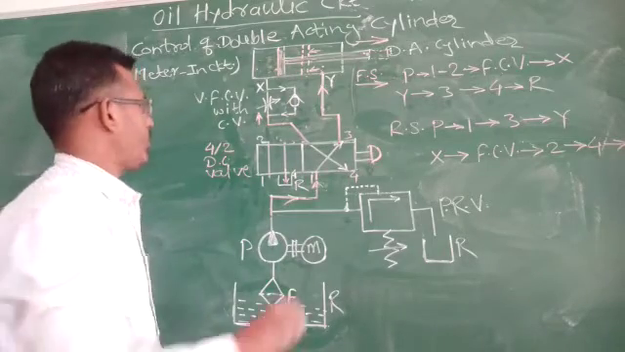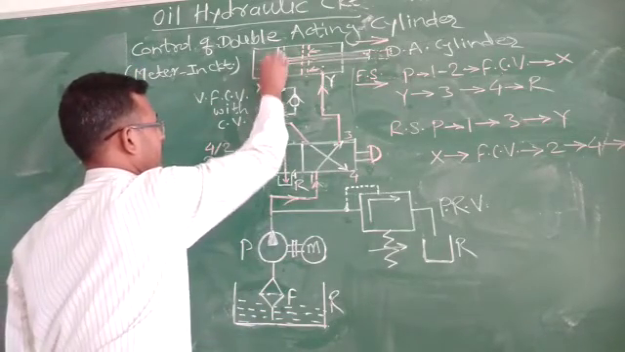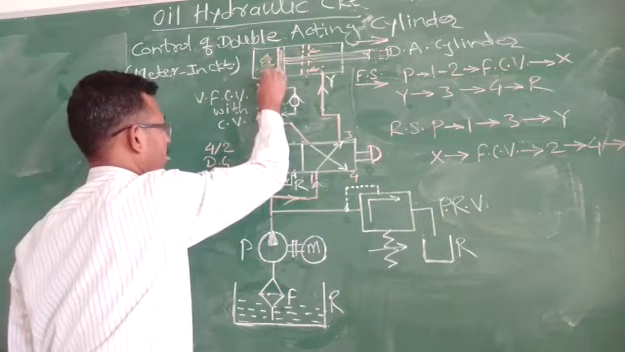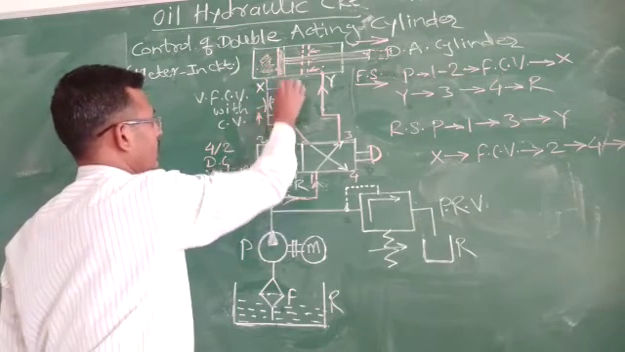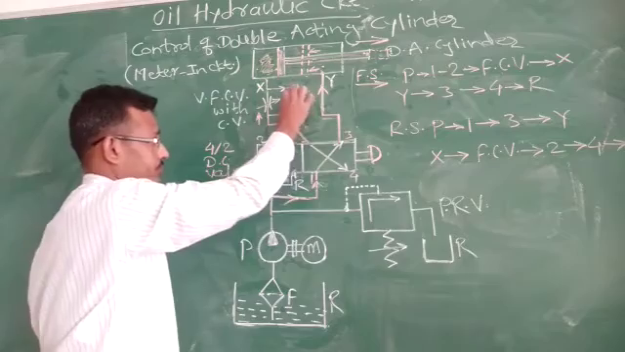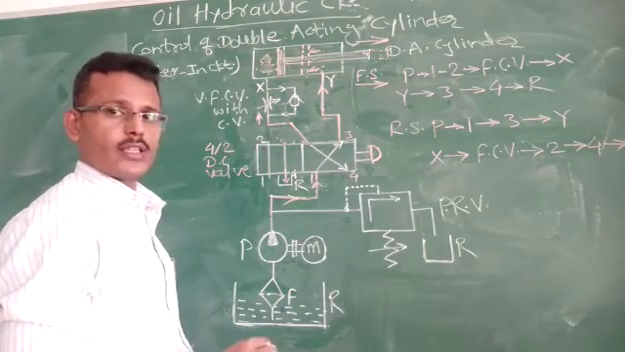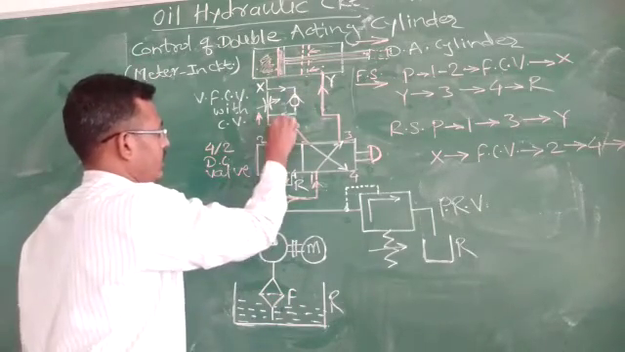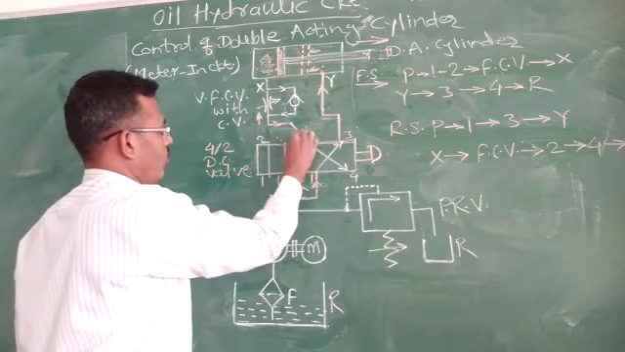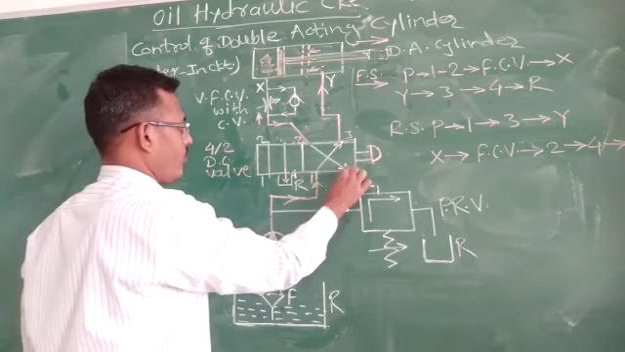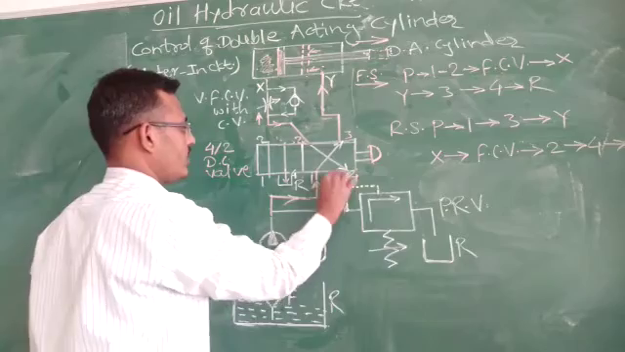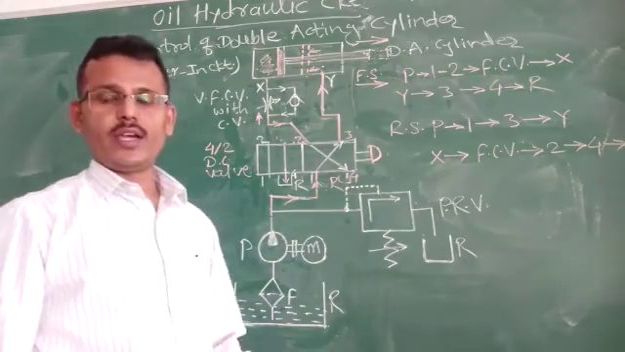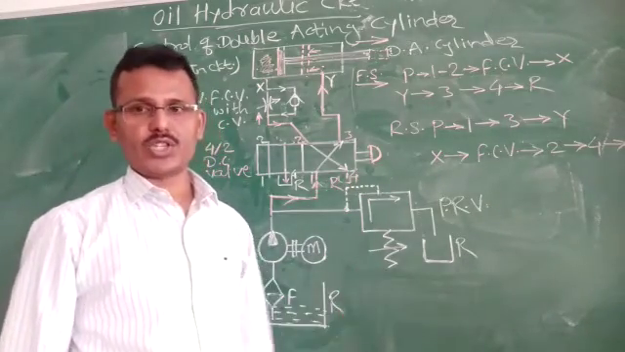So whatever oil is present in this area will flow through port X, then the flow controller, and some oil will flow through this check valve. This is also called a non-return valve. Then it flows through port 2 to port 4, and finally it comes to the reservoir. In this way it completes its return stroke.